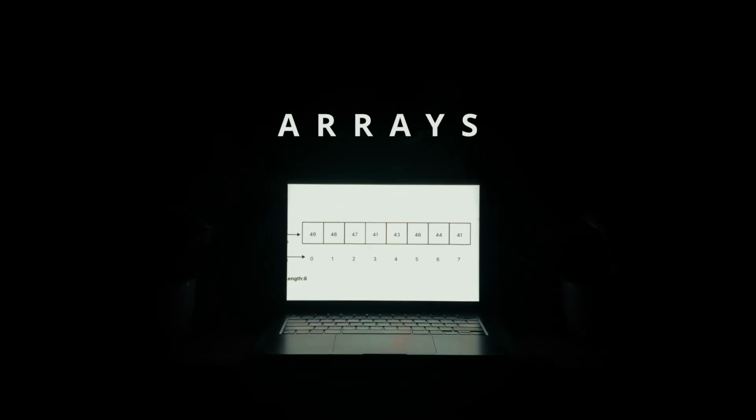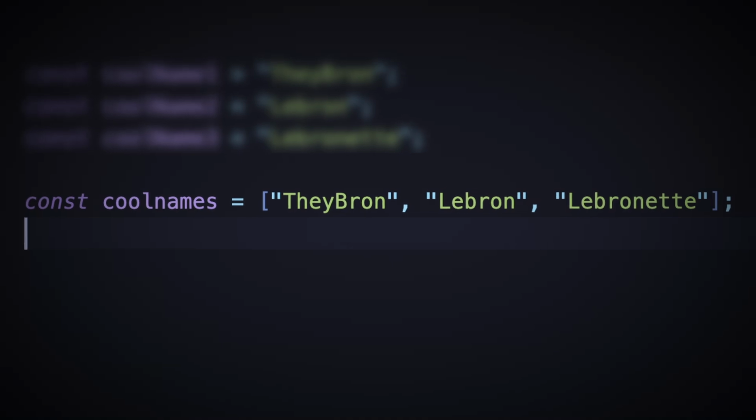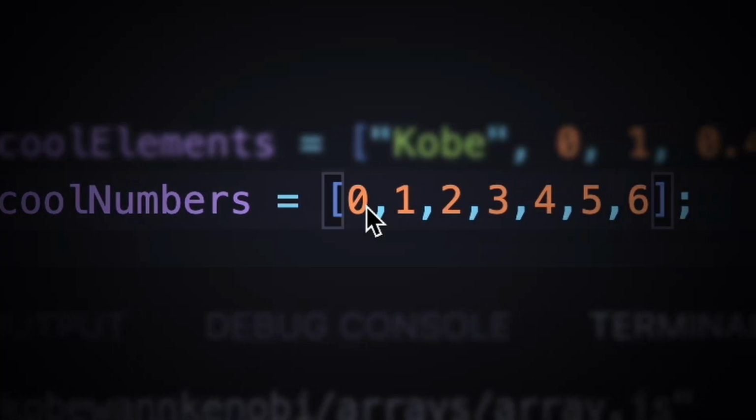So the simplest solution to work around this is using the first data structure that we're going to study, which is arrays. One array can store multiple different elements or data contiguously, which is an important thing we'll get back to in just a second. Each element in the array is given a number starting from 0, and this number is referred to as the index.